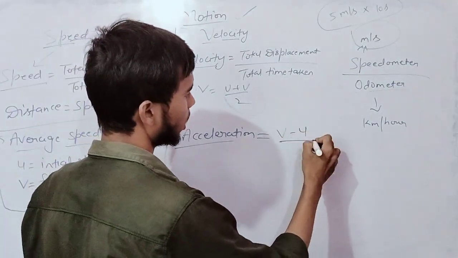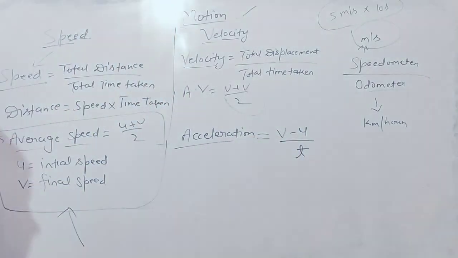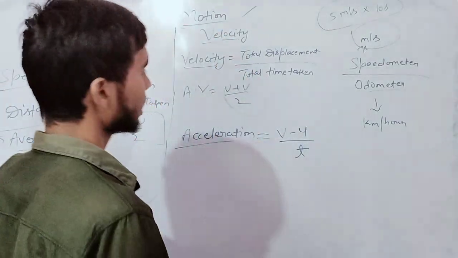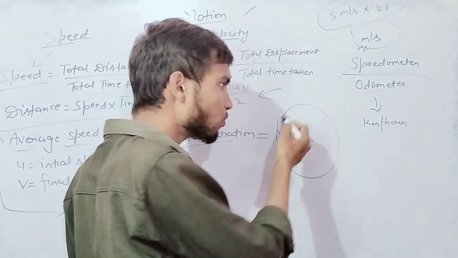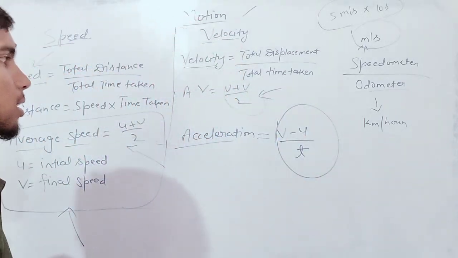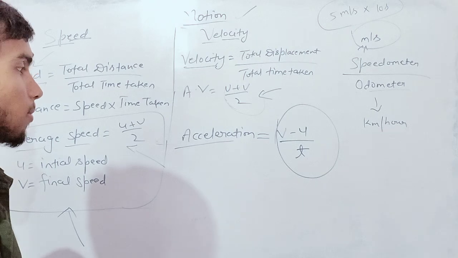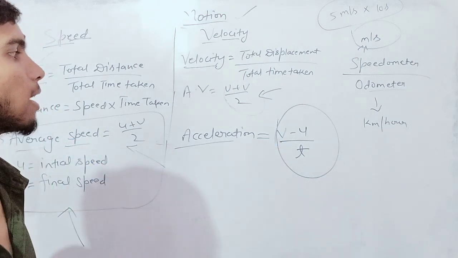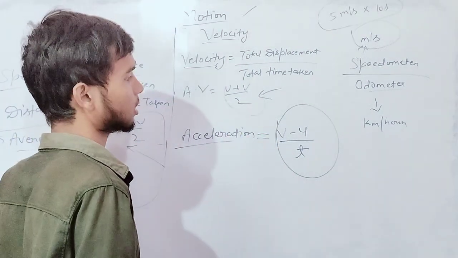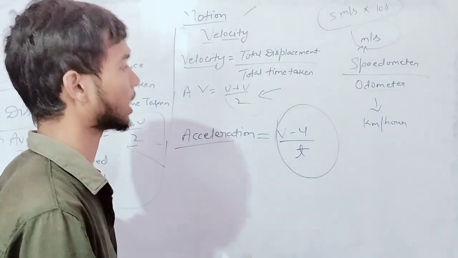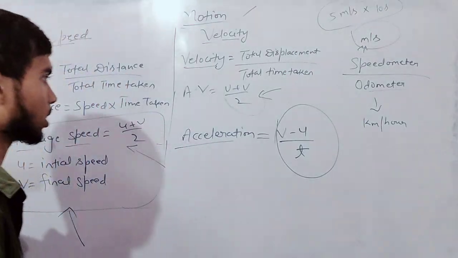V minus u upon t. Here I am subtracting. Here I was adding, both the initial and final speed. But here I am subtracting the initial velocity from the final velocity, and then I am dividing by time. This is the formula of acceleration.